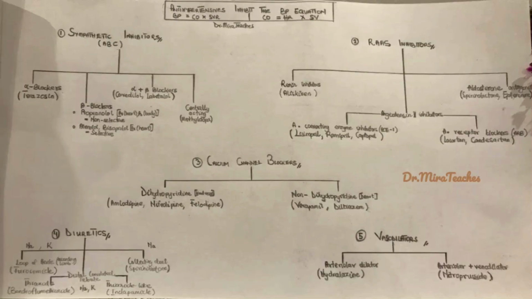When it comes to vasodilators, that means that they are working on reducing systemic vascular resistance. We have arteriolar vasodilators and we have arteriolar plus venodilators, so these work on arterioles and venules. But here we have those that work only on arterioles, on the arteries. So that is hydralazine. Hydralazine is an arteriolar vasodilator.